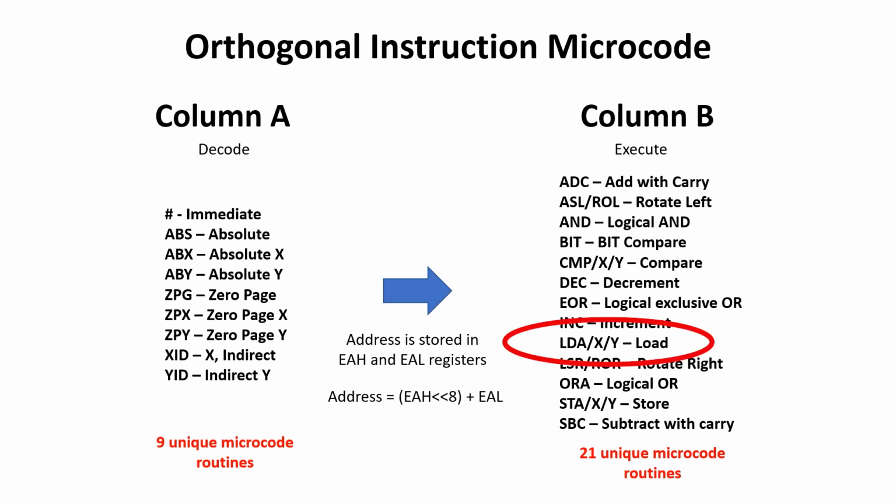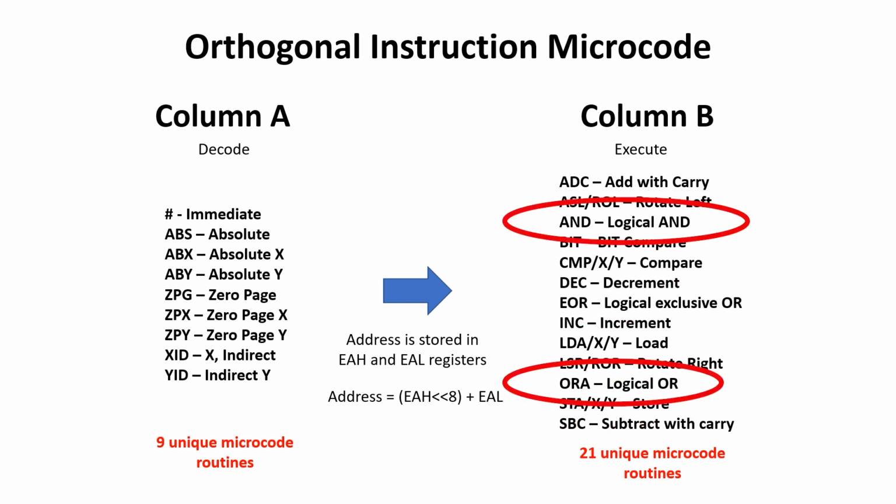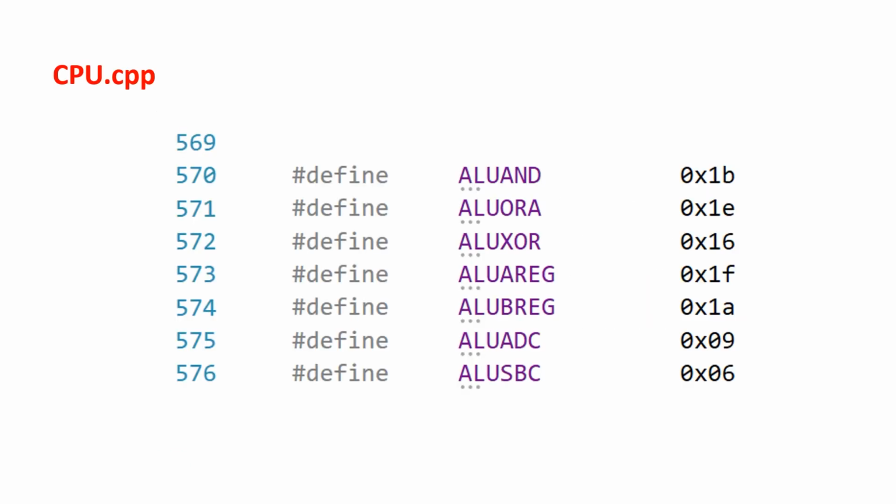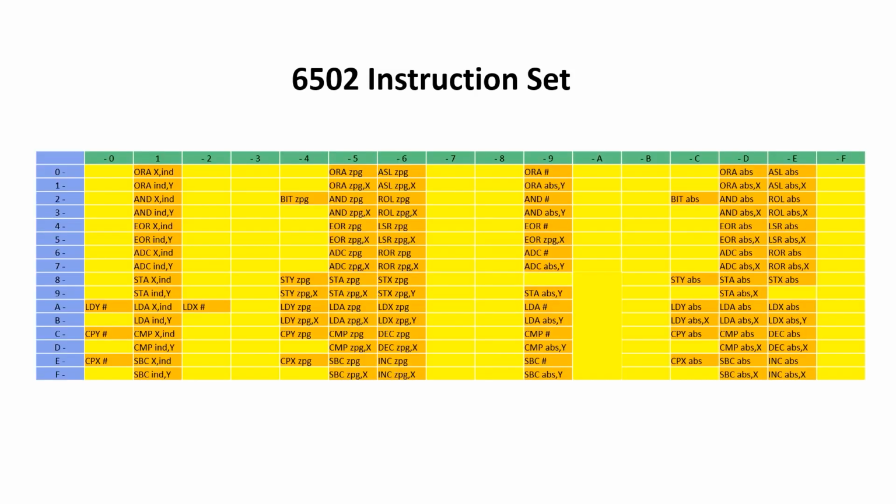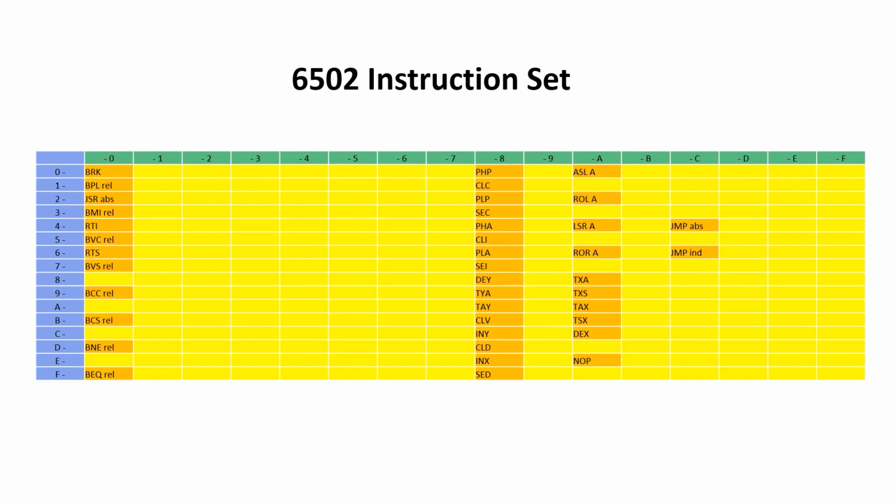Now, it should be noted that LDA, LDX, and LDY are almost identical, and we can just copy and paste them. The same's true for the STA and CMP instructions. AND, OR, and XOR are basically the same from the microcontroller's perspective. The only difference is the command we send to the ALU. Instead of writing the microcode for the 115 instructions shown here, we only need to write about 18 different unique routines, some of which we might have to copy and paste a little bit. Once that's done, we just need to write the microcode for these remaining stragglers.